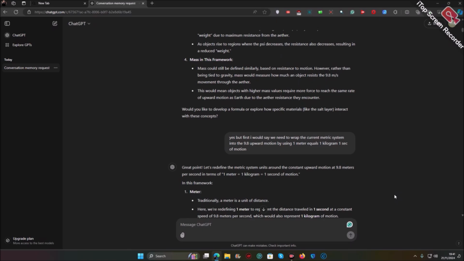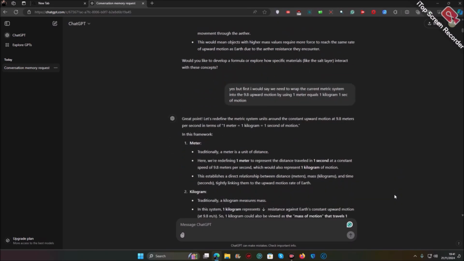Yes, but first I would say we need to wrap the current metric system into the 9.8 upward motion by using 1 meter equals 1 kilogram, 1 second of motion.